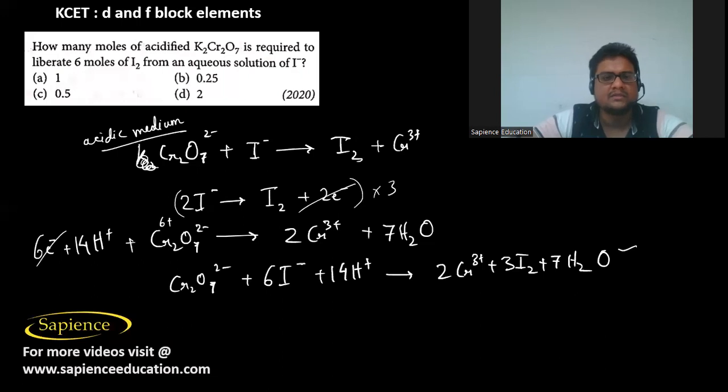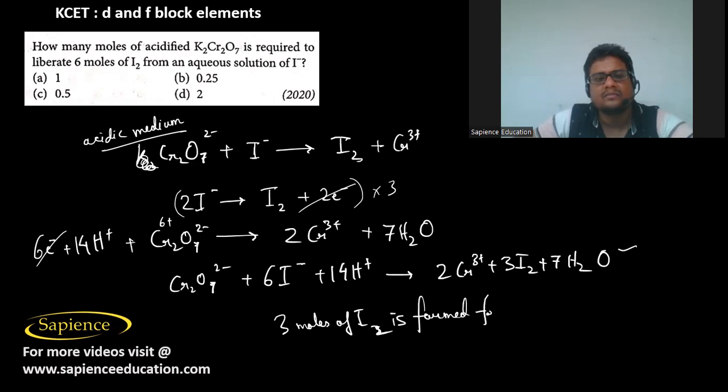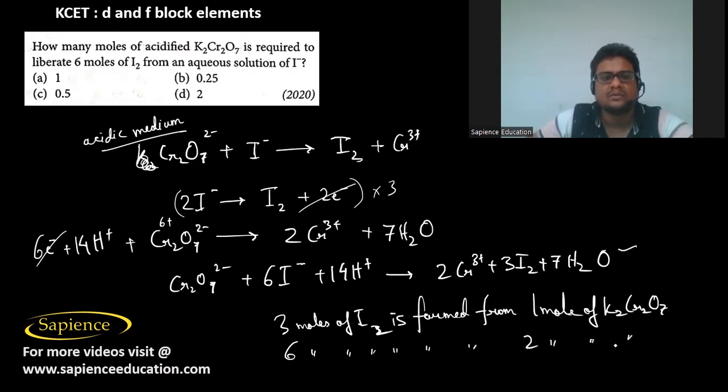So here, how many moles of K2Cr2O7 are required for 6 moles of I2? 3 moles of I2 is formed from 1 mole of K2Cr2O7. So 6 moles of iodine is formed from 2 moles of K2Cr2O7. So 2 moles is required. So option D is the correct answer.